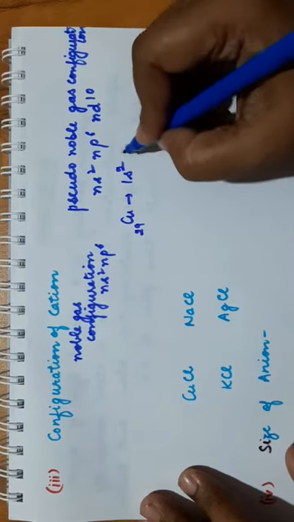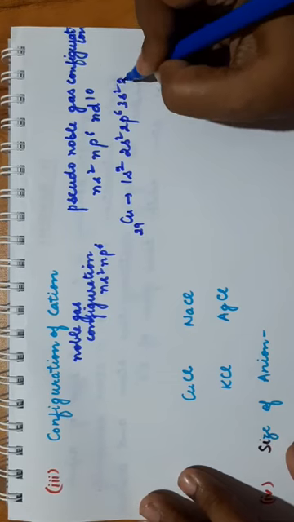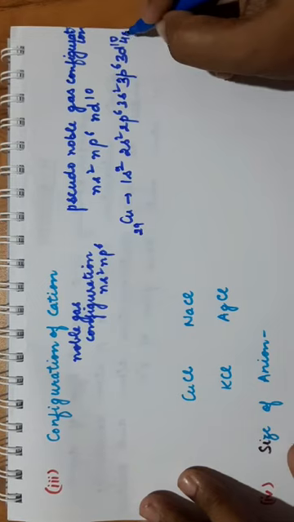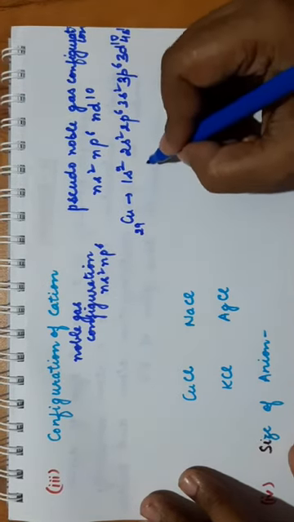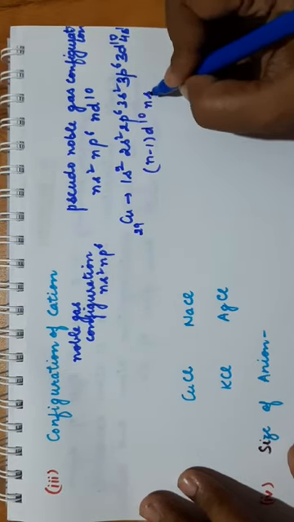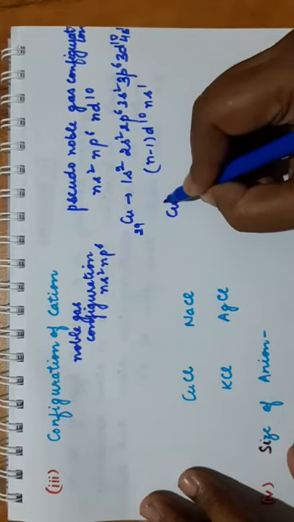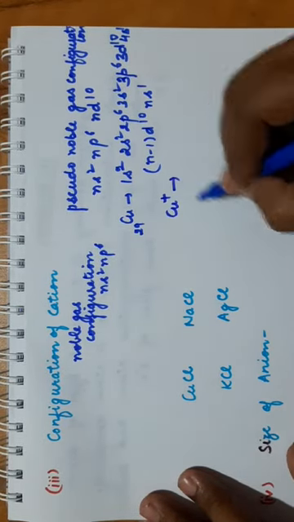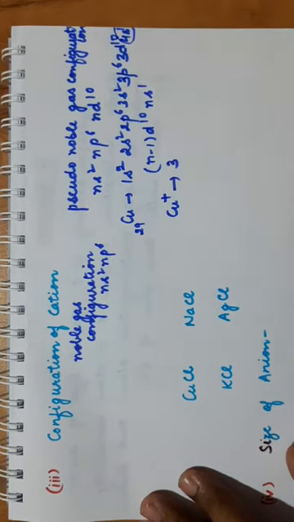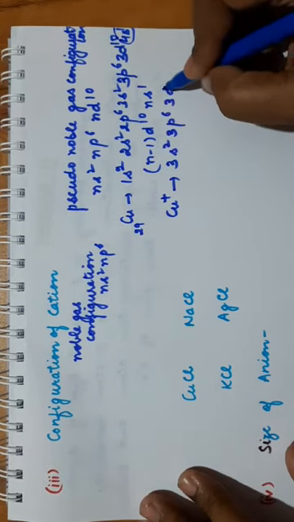Atomic number 29: 1s2, 2s2, 2p6, 3s2, 3p6, 3d10, 4s1. So what is the configuration? Outer shell configuration is (n-1)d10 ns1. This is the configuration. If you are removing one electron, suppose you are writing for Cu+, then what will be the configuration? One electron will be removed from here. So configuration will be 3s2, 3p6, 3d10.